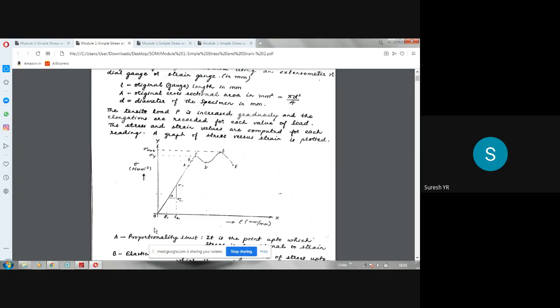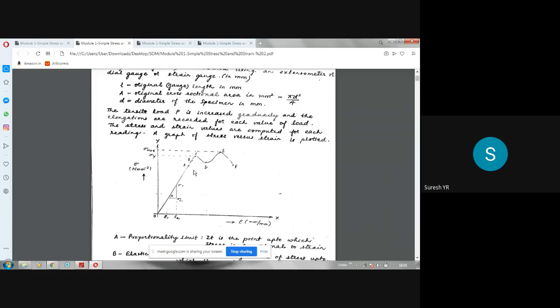Initially, if you plot a graph with stress along the y-axis and strain along the x-axis, it will be a straight line. The straight line portion represents Hooke's law, the elastic range. Then it will increase, then decrease, then once again increase, and then decrease. So it's a curve portion.